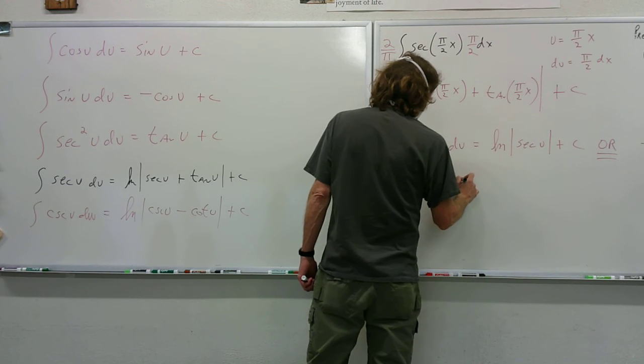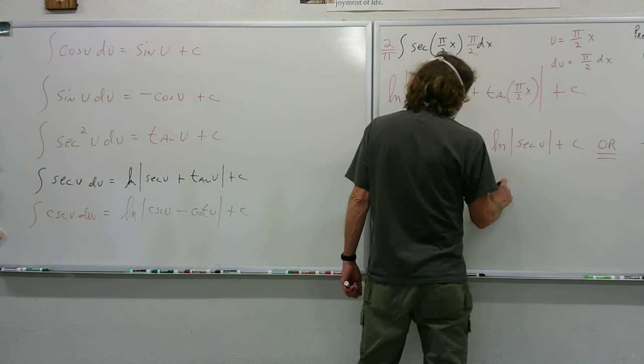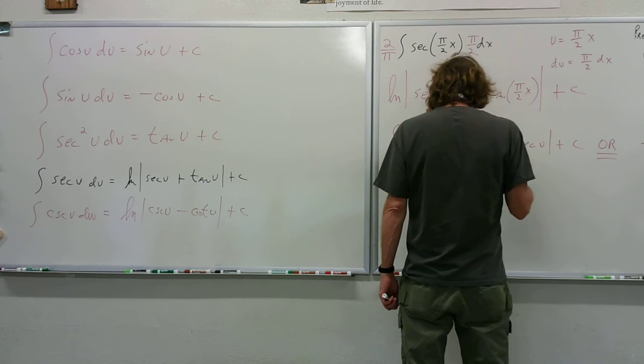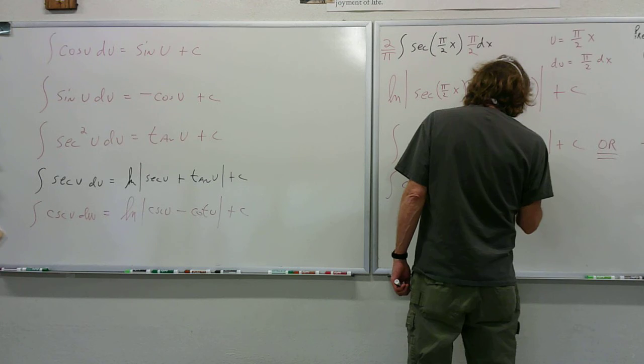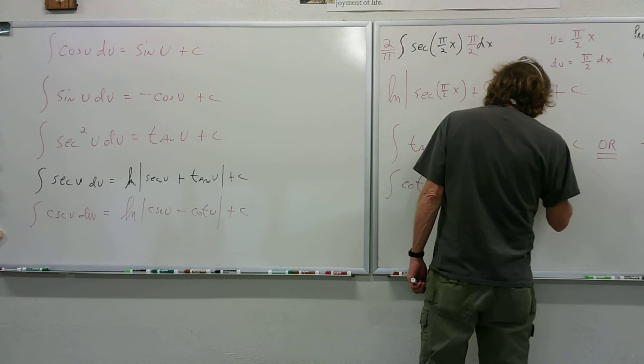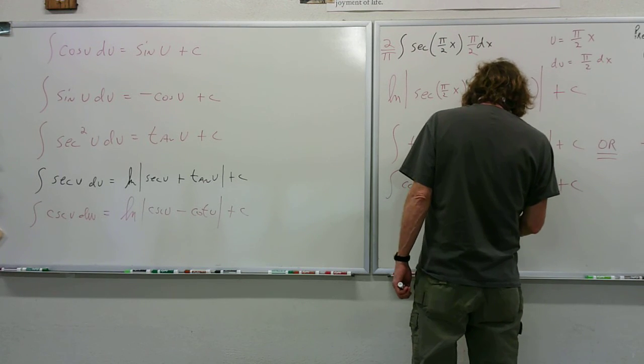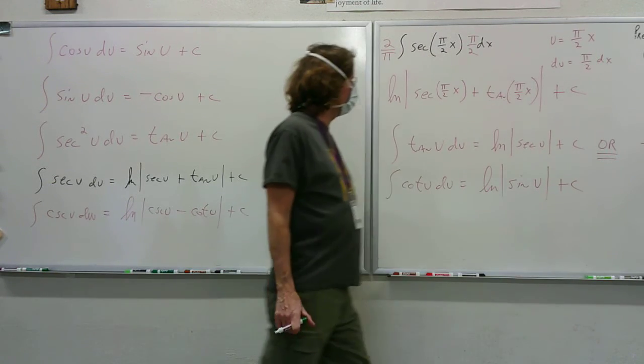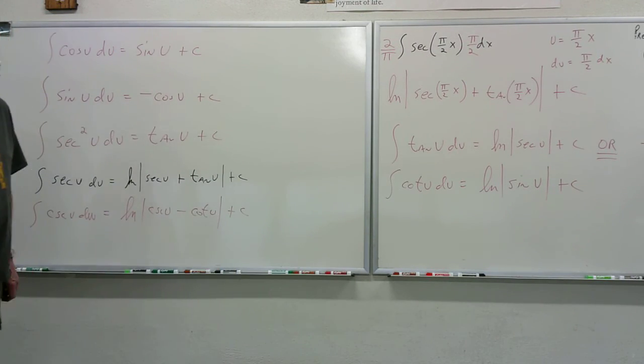And the rule for cotangent u du is natural log of sine u plus c. All right? And that's all 10 of the trig function integrals. There's 10 trig function rules, and there they are. That takes care of any of your basic trig.